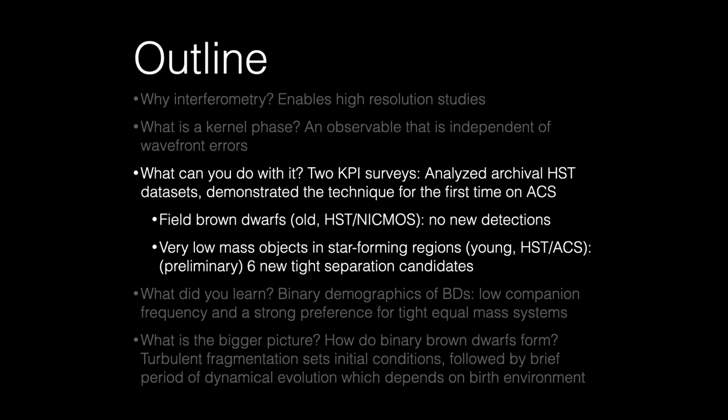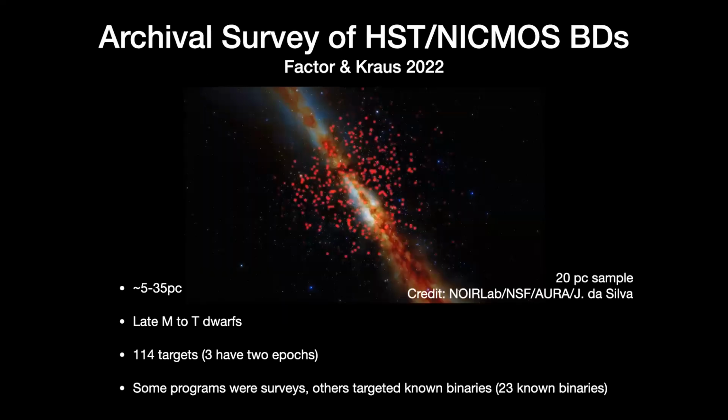So what have I actually done with this? As I said at the beginning, I've done 2 different surveys with this technique. The first is a very large archival survey looking at nearby brown dwarfs using the NICMOS camera on Hubble Space Telescope. And these are all old, nearby brown dwarfs. This is not the exact sample that I'm looking at, but a representative sample of something that would be included in this. So we have 114 targets in the entire NICMOS archive observed in the 2 filters that were most common. And again, observed with a multitude of different programs, and I'm analyzing them all in a uniform fashion.